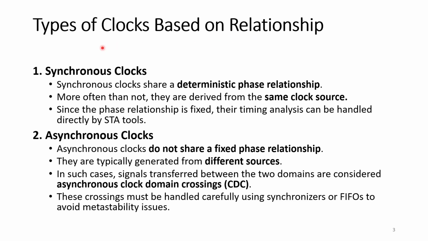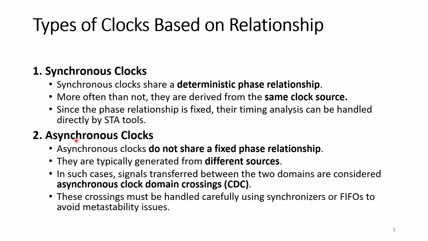Types of clocks based on relationship. There are two types: one is synchronous clock, another one is asynchronous clock. Synchronous clocks share a deterministic phase relationship. More often than not, they are derived from the same clock source. Here the clock source is nothing but a PLL, that is, phase lock loop.